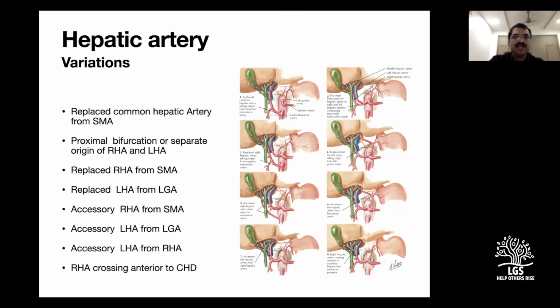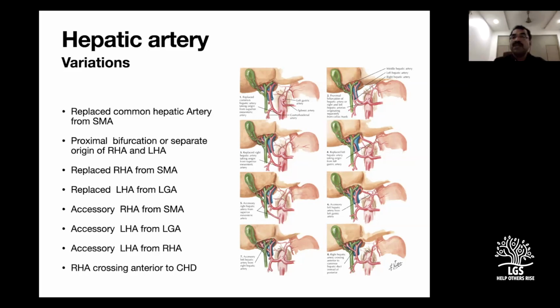A completely replaced right hepatic artery from the SMA is seen in around 2 to 5% of individuals. Sometimes you may see a right hepatic artery crossing anterior to the CHD. In normal anatomy, the right hepatic artery usually courses posterior to the bile duct, as seen in around 70%. But in some cases it will course anterior to the bile duct, and during biliary surgery it is very important to identify this anterior hepatic artery. Otherwise you will injure it, which may result in a pseudoaneurysm of the right hepatic artery.